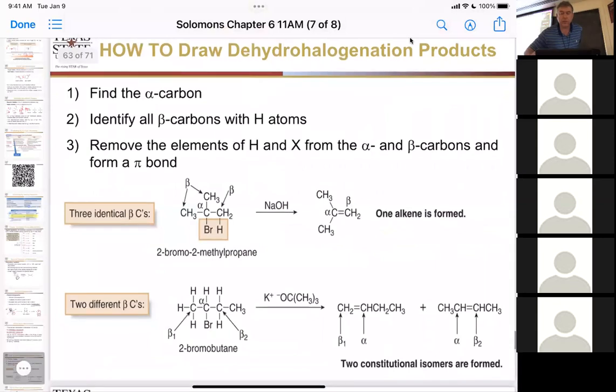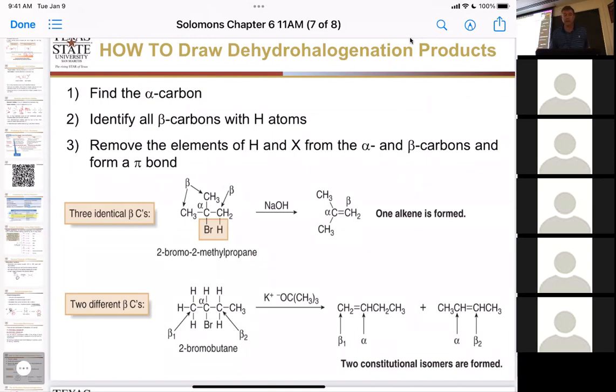But the first thing we want to do is make sure that we're removing the right hydrogens and forming our double bond in the right place. So we have to find our alpha carbon, the one with the leaving group on it. In this case, it's always going to be a halogen when we're talking about dehydrohalogenation. Then we have to identify all the possible beta hydrogens. There might be more than one.